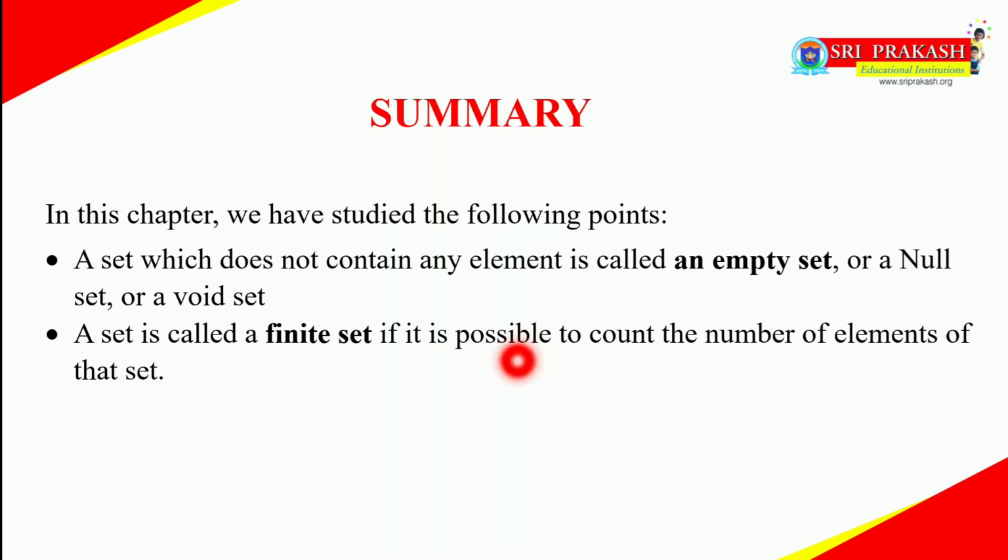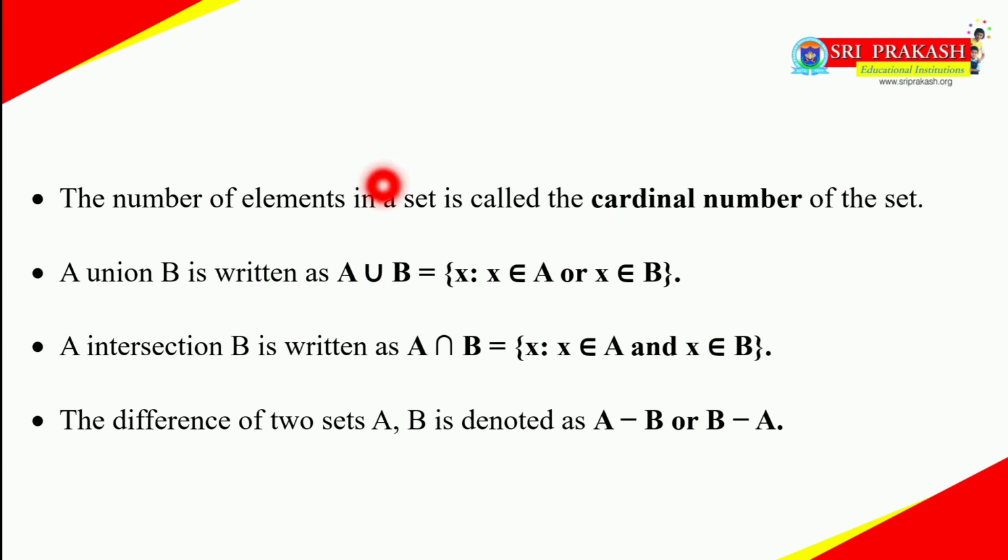Let us summarize what we have discussed in today's session. In this chapter, we have studied the following points. A set which does not contain any elements is called an empty set or a null set or a void set. A set is called a finite set if it is possible to count the number of elements of that set. The number of elements in a set is called the cardinal number of the set.